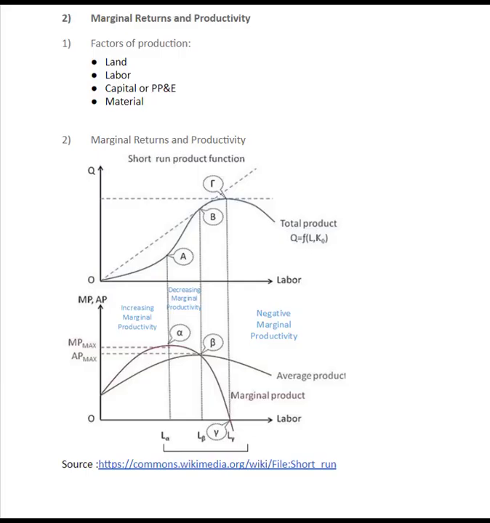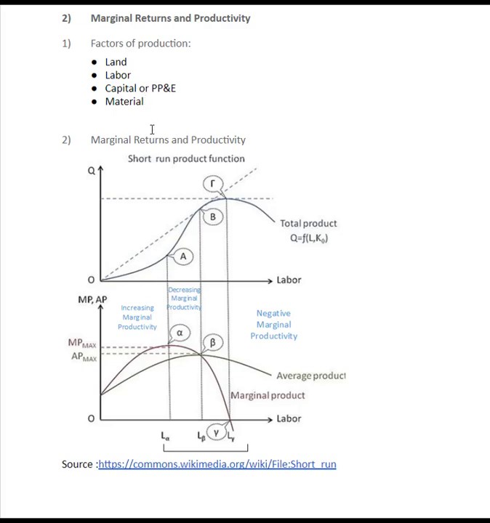Hi, today we're going to talk about marginal returns and productivity. There are four major factors of production: land, labor, capital, and material. In the short term, we assume labor is the only factor which is variable, and other factors are fixed. In the long term, all these factors are variable and can be changed.